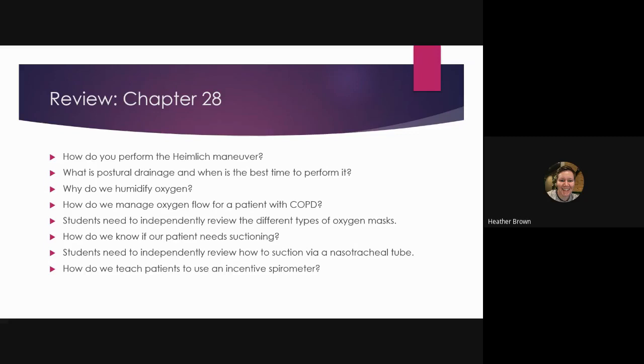2 to 3 is the max. We don't want to go any higher than that. Any more, you're going to have the response that you don't want. Their SATs are going to drop further, and their breathing is going to become worse. So low levels of oxygen for these people.